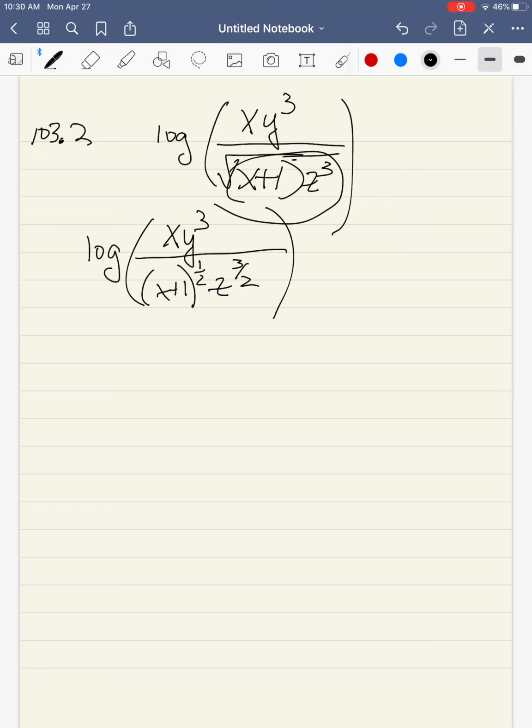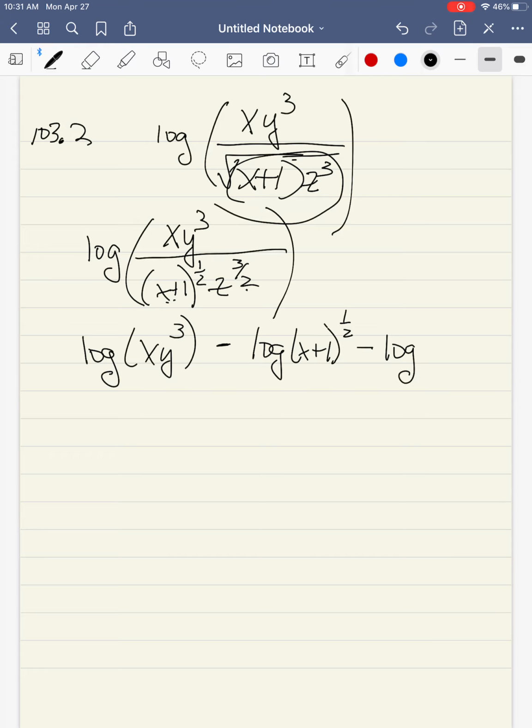Okay, now remember, if they're multiplied, the logarithms will be added, and then all of these that are down here will be subtracted. So this will be log of x y cubed minus log of (x plus 1) to the 1/2, and then minus the log of z to the 3/2.